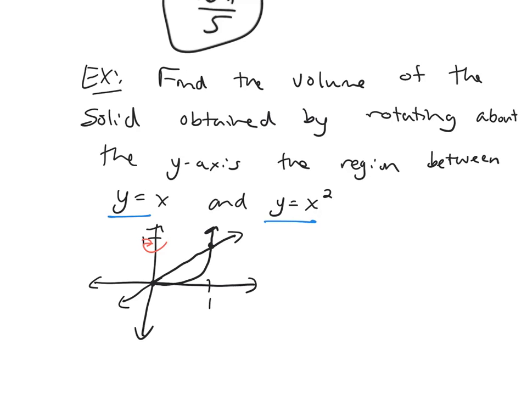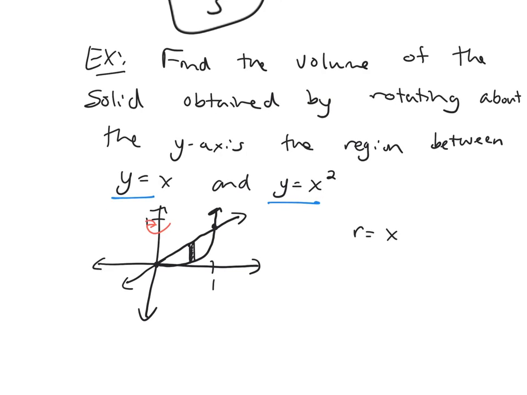Normally in the past, when I was doing discs and washers, the strips went horizontal, but now I'm doing strips parallel to my rotation, so my strips are going to be up and down here. Okay. So your radius is still going to be x, and that's my integration variable. But now the height fluctuates. It's always between the strip, between these two functions, right? The line and the parabola.